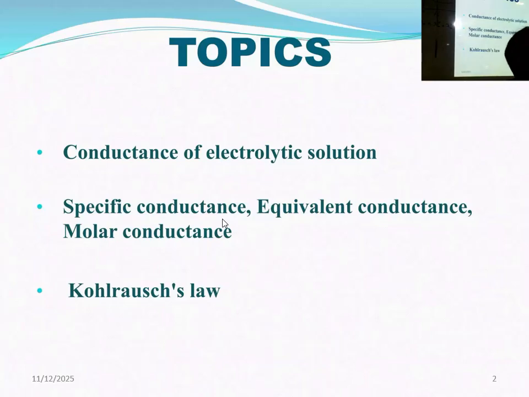So this is called Kohlrausch's law. At infinite dilution condition, the conductance of an electrolyte is equal to the sum total of individual ion conductance values, cation plus anion.